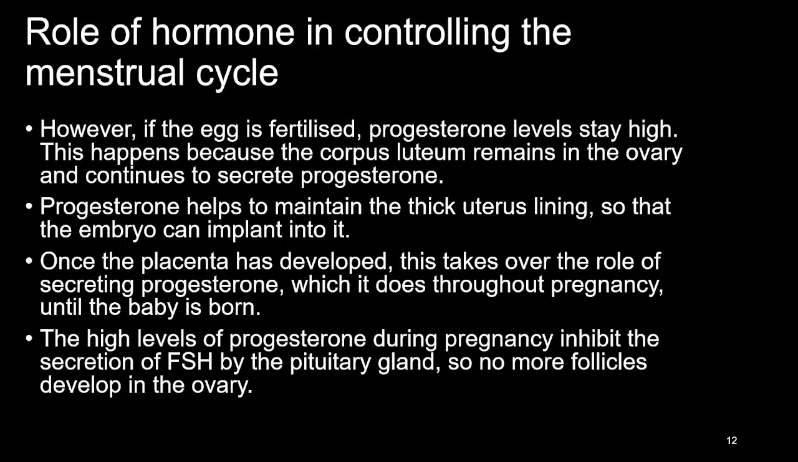So before pregnancy, what is secreting progesterone? The corpus luteum in the ovaries. But as soon as the placenta develops and throughout pregnancy, what will be secreting progesterone will be the placenta. The high levels of progesterone during pregnancy inhibit the secretion of FSH by the pituitary gland, so no more follicles develop in the ovary, of course.